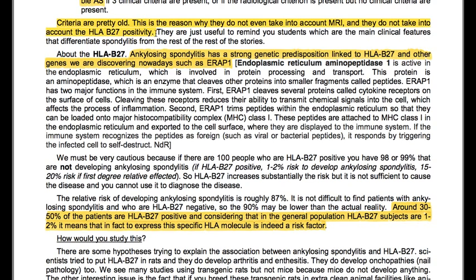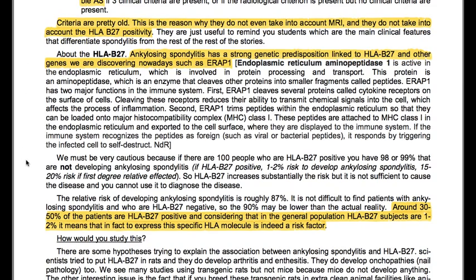About the HLA-B27, ankylosing spondylitis has a strong genetic predisposition linked to HLA-B27 and other genes we are discovering nowadays, such as ARAP1, which is endoplasmic reticulum aminopeptidase 1, active in the endoplasmic reticulum and involved in protein processing and transport. An aminopeptidase is an enzyme that cleaves other proteins into smaller fragments. It has major functions in the immune system, like in cytokine receptors and MHC complex presentation.